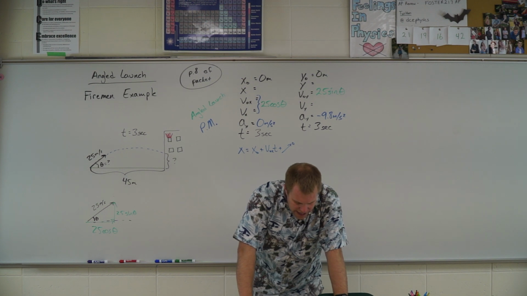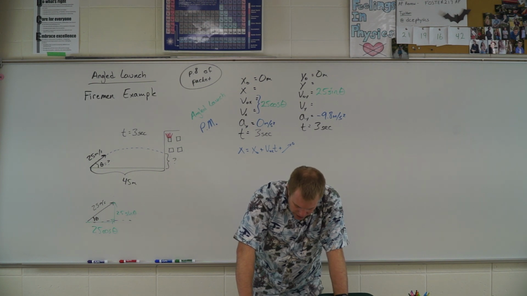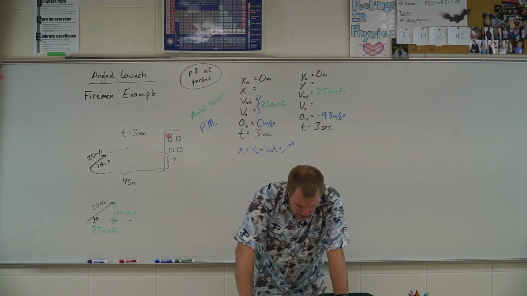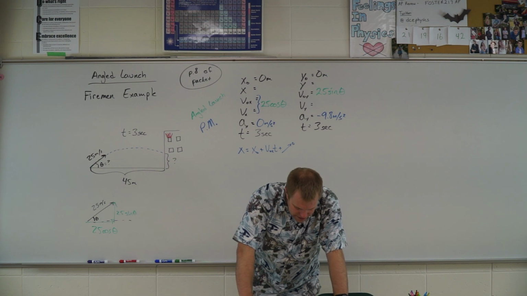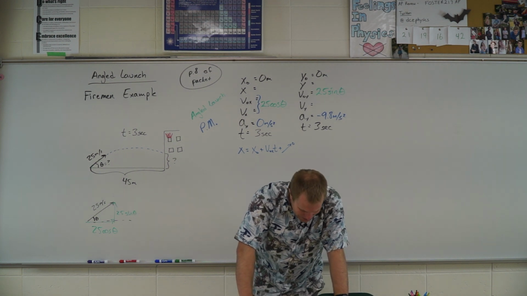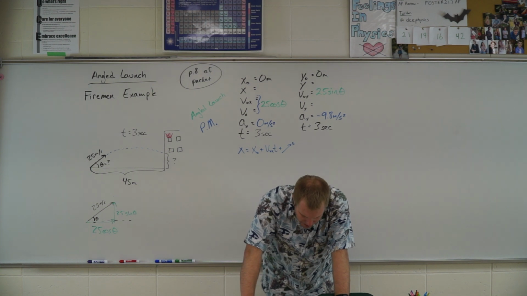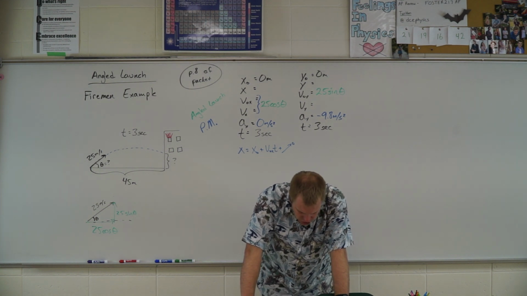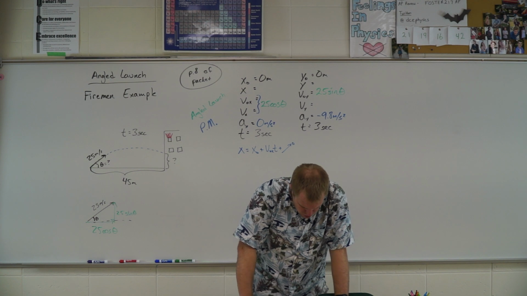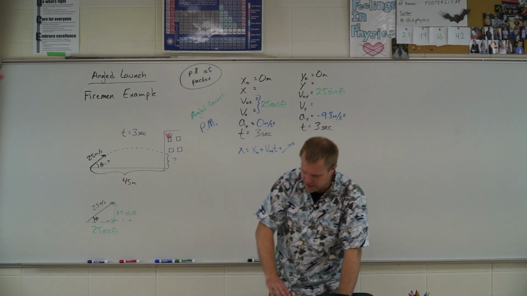The firemen adjust the angle of elevation of the hose until the water takes 3 seconds to reach the building 45 meters away. You can ignore air resistance. Assume that the end of the hose is at ground level. Okay. And find the angle of elevation of the hose. And also, how high above the ground does the water strike the building, and how fast is it moving just before it hits the building?